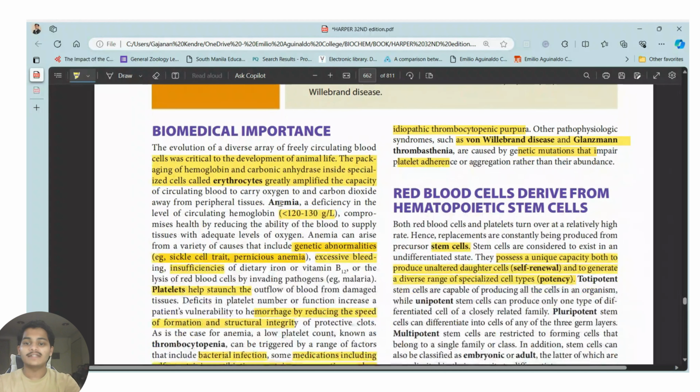Then what is anemia? Anemia is the term which defines a deficiency in the level of red blood cells in the blood circulation. That means if the hemoglobin is below 120 grams per liter, it's called anemia, or if it's above 130, it's called polycythemia.